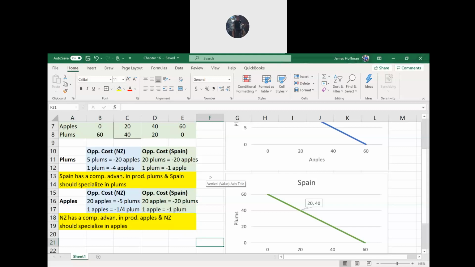We've determined the opportunity costs of both nations. We've determined who has a comparative advantage in each, and who should specialize in what good. So this part B is very important because this sets up the rest of the problem. Does everyone see how we did this part? How we get the comparative advantage and who should specialize here?